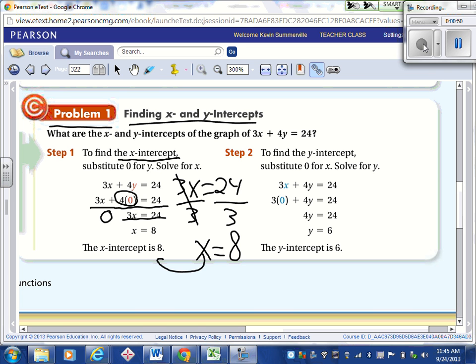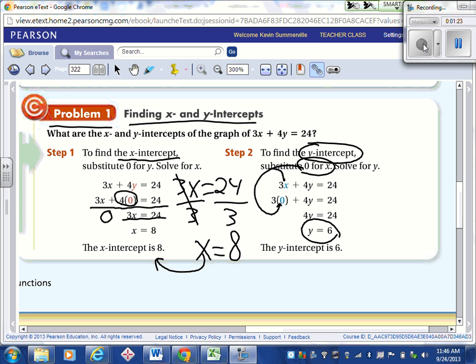That meant x is my 8. Let me try that again. X equals 8, the x-intercept is 8. Okay. Then I went over here and found the y-intercept, and I put 0 in for x. And 0 went in here for the x, which was taking the place of the x in that equation. I solved for y and got y equals 6. So that's what we did yesterday.